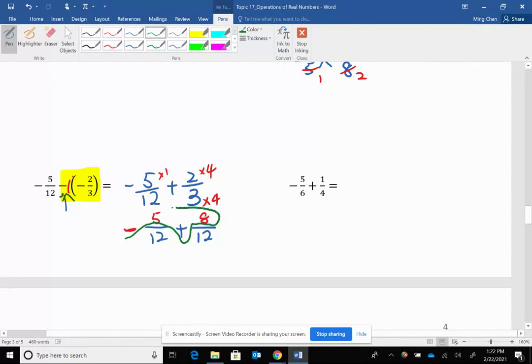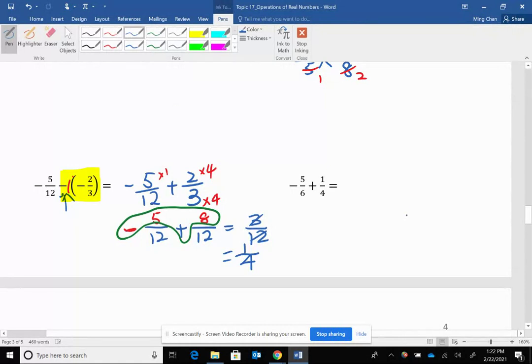-5 plus 8. Terms with different signs, we will subtract. When I subtract 8 and 5, I normally get a 3, right? Since I got more positive than negative, there'll be positive 3 over LCD, still 12. So if I reduce that by 3, my answer is positive 1/4.